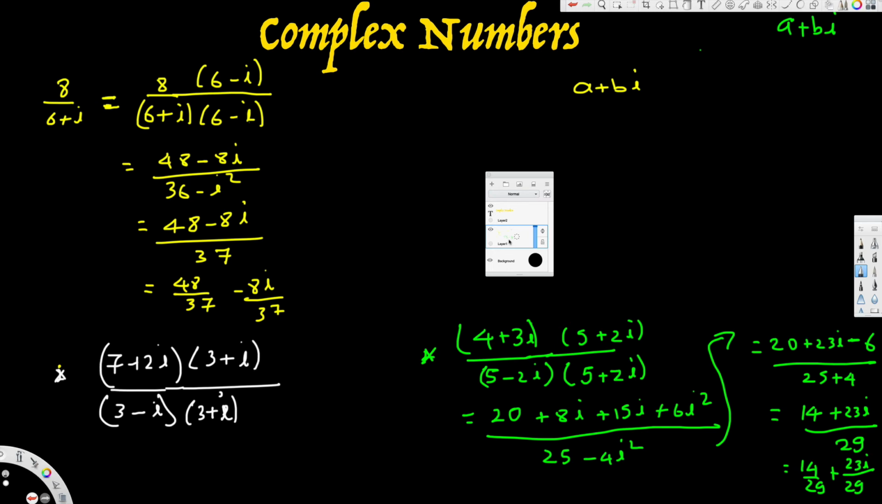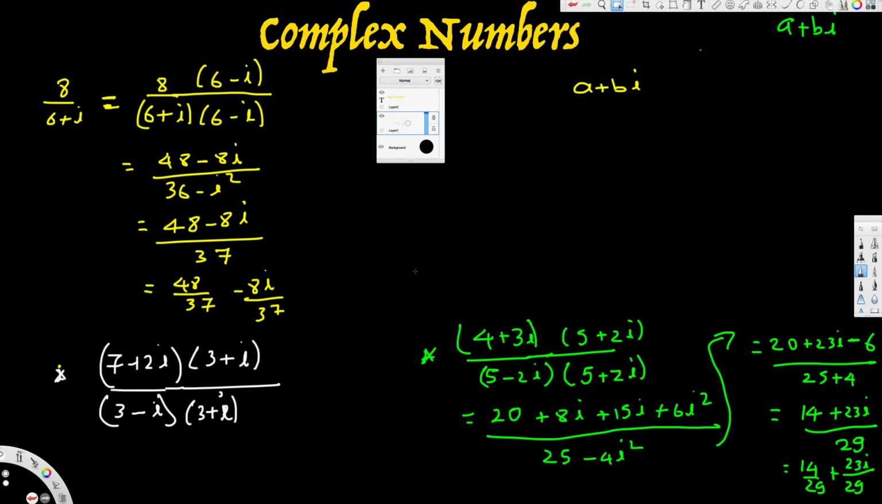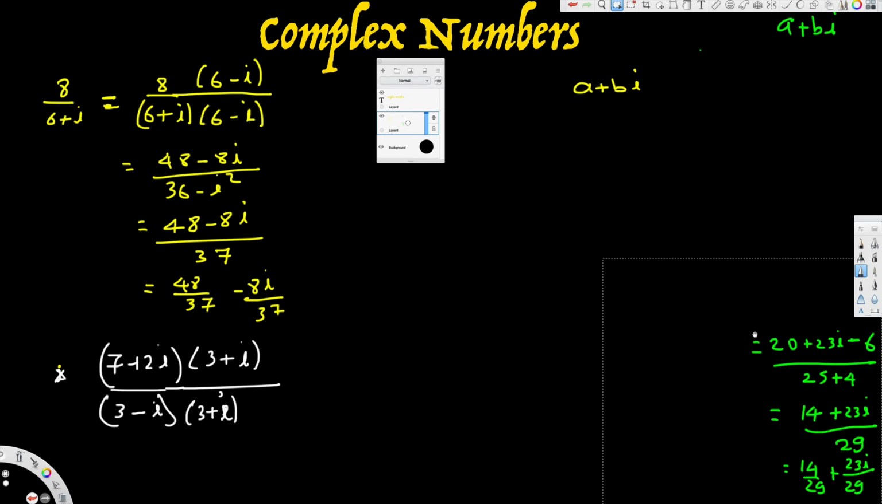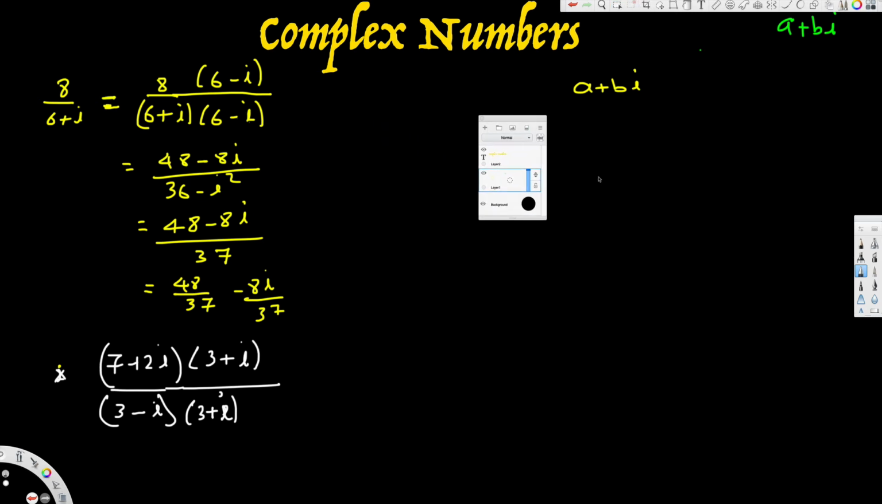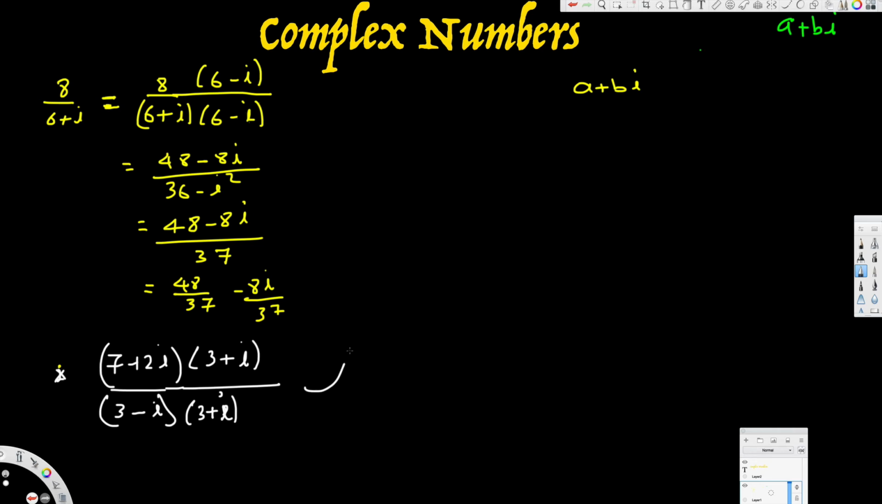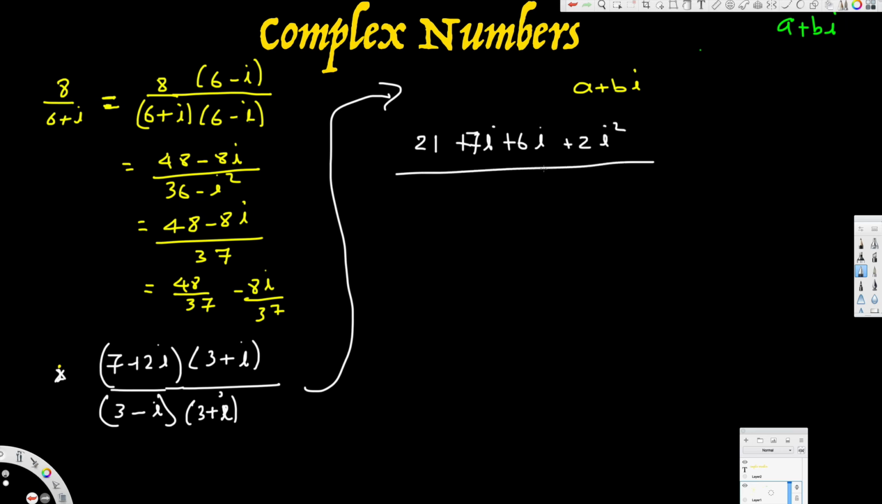Now let's go ahead and simplify. Here I'm going to erase this part. Okay, I'm going to continue here. 7 times 3 is 21. 21 plus 7 times i is 7i, and 2i times 3 is 6i, and then we are going to have 2i times i is 2i square, and in the denominator 3 times 3 is 9 minus i times i is i square.